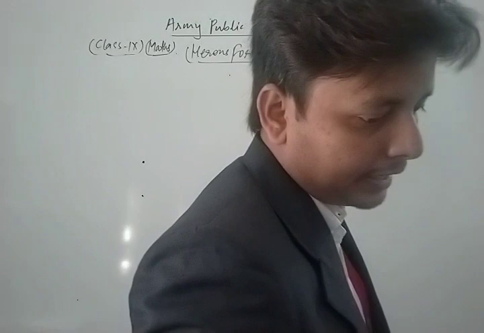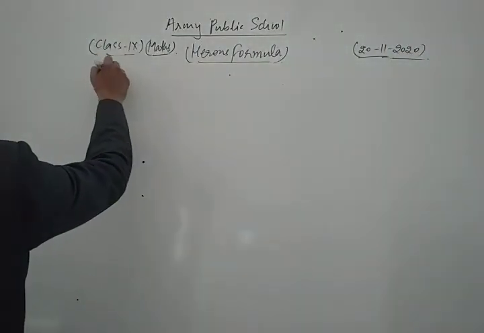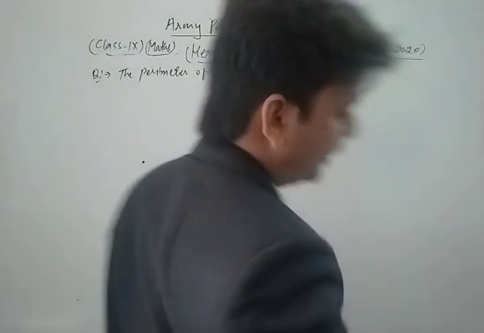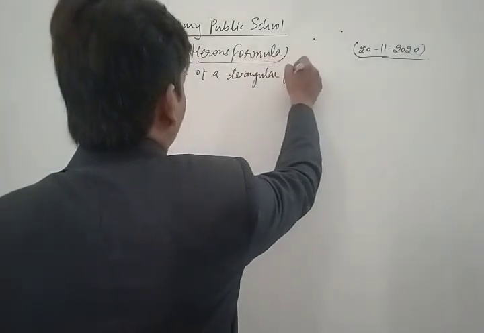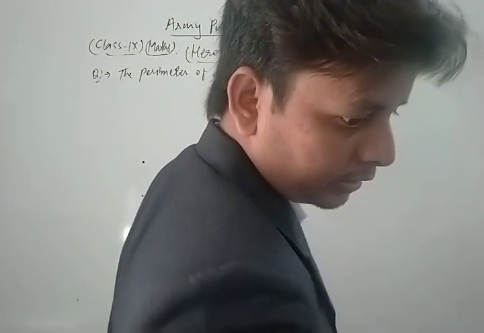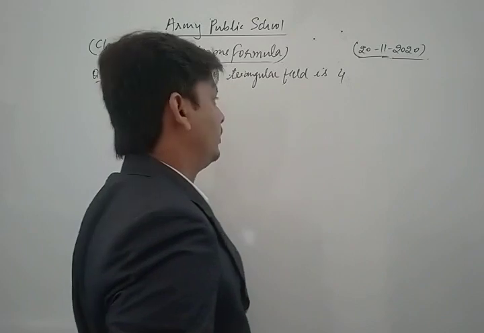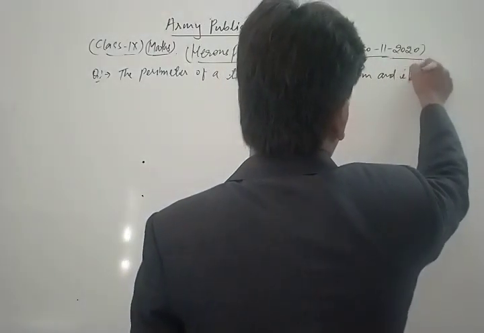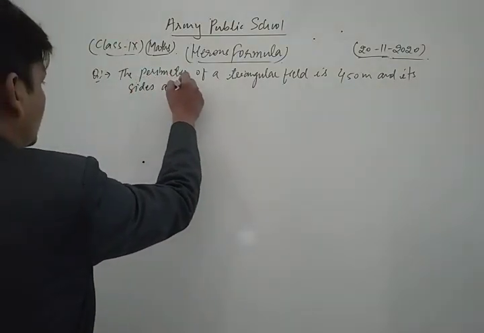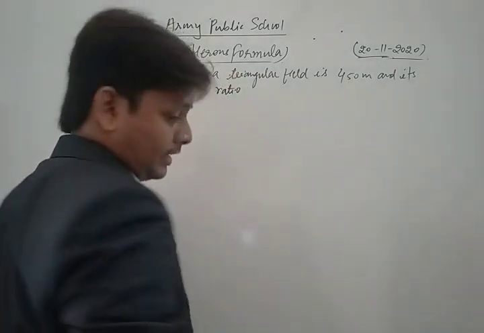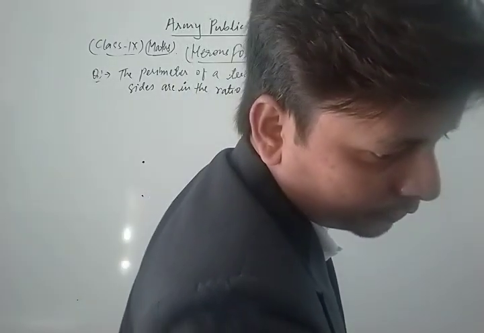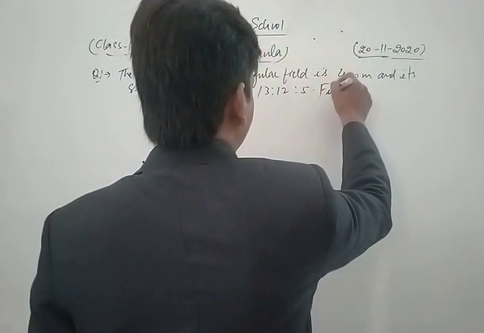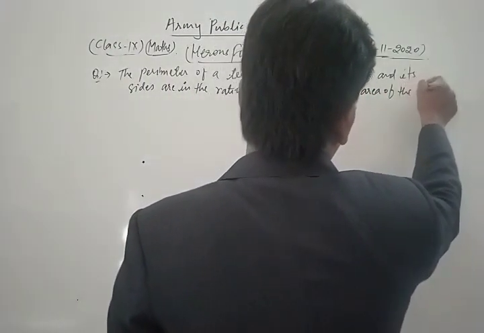Now we take a question. The perimeter of a triangular field is 450 meters, and its sides are in the ratio 13 : 12 : 5. Find the area of the triangle.